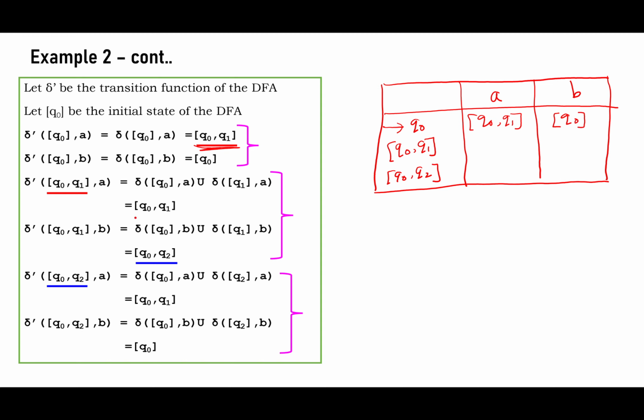Then what is q0 q1 comma a? Again q0 q1. Then what is q0 q1 b? It is q0 q2, a new state. Then what is q0 q2 comma a? It is q0 q1. Then what is q0 q2 comma b? It is q0.